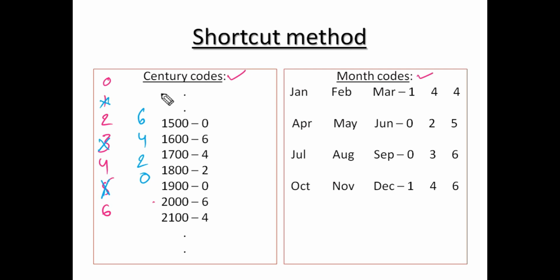There are many centuries, but here we have given only 4. These 4 codes are the cycle. 6420 is the cycle, and you can repeat the same cycle. The next cycle is also 6420, and one more if you want. So you can take as many terms as you want. These are the codes for centuries. But for which century, which code?